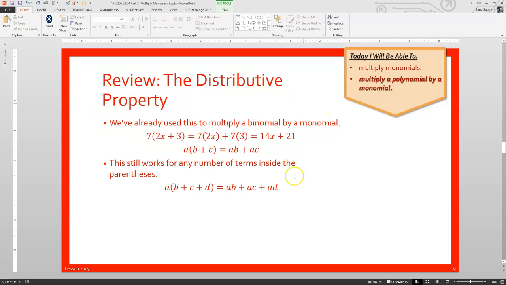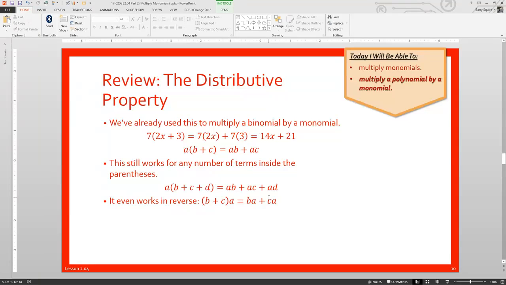So, but this still works with any number of terms inside the parentheses. So we could still distribute this A to the B, to the C, and to the D. So we get A times B, A times C, and A times D, which is what we have. AB plus AC plus AD.